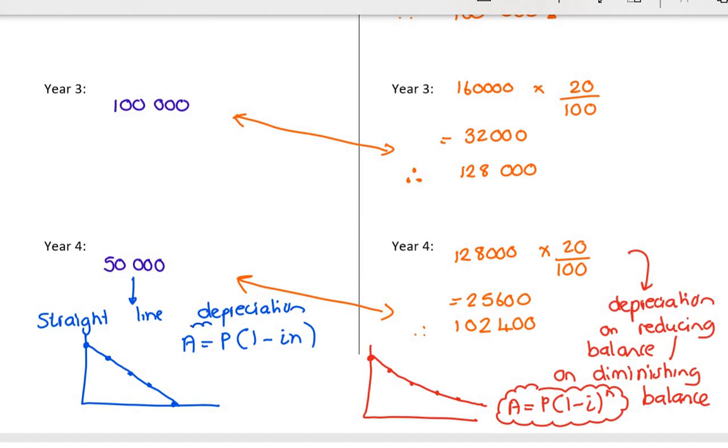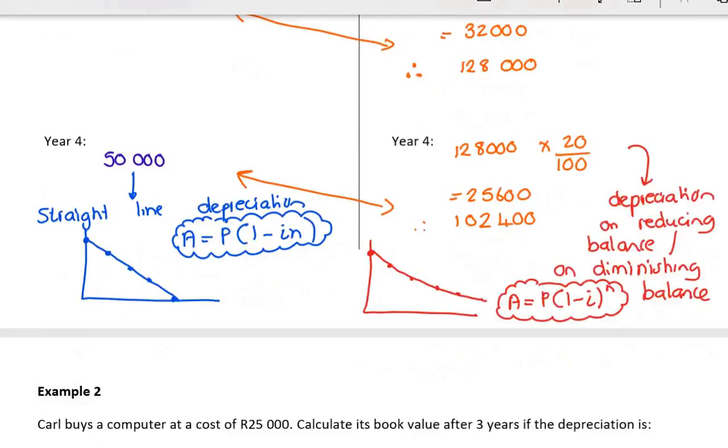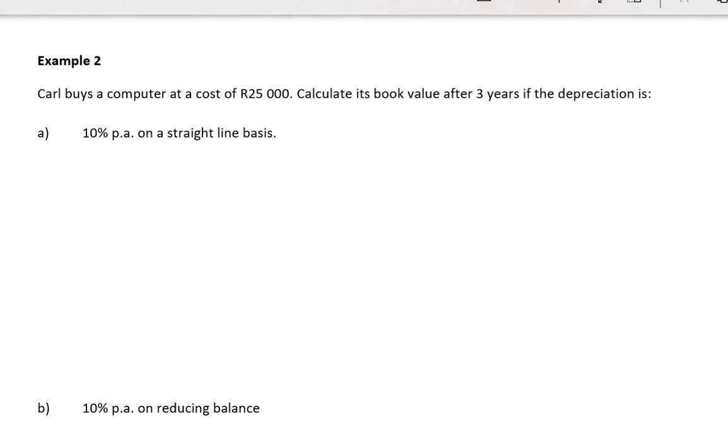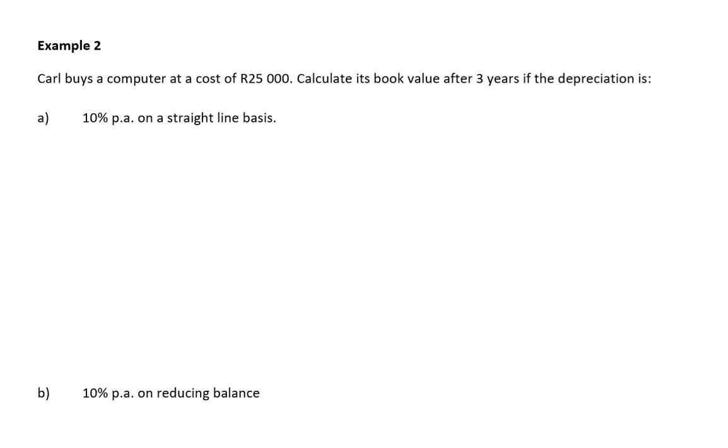Now, the good news about depreciation is it's always an annual thing. So there's no compounded monthly or anything like that. So that makes the questions a lot simpler than the interest ones. Okay, so let's look at some examples about how to use these formulas. They are given to you on your formula sheet, and so you don't actually have to remember them.